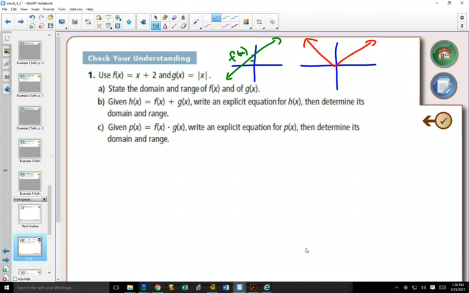State the domain and range of f of x and g of x. Well, they're both everything. For the green graph, the range was everything. For the red graph, the range is y is bigger than or equal to 0. So both of them have a domain of everything, but their ranges are different.